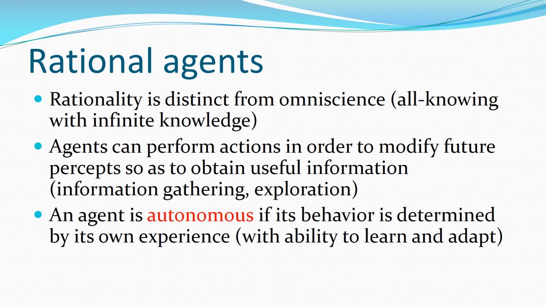Now, rationality is distinct from omniscience. What is omniscience? Omniscience is all knowing with infinite knowledge. The omniscient agent knows the actual outcome of its actions and it can act accordingly. But omniscience is impossible in reality. To consider this, we will see an example.